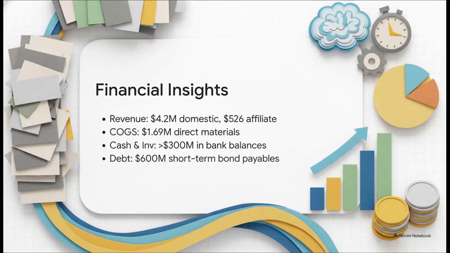And boom. This brilliantly illustrates the immediate payoff. Within seconds, the AI outputs an executive summary, instantly extracting the crucial figures. It seamlessly pulled out that the company generated $4.2 million in domestic revenue. It identified cost of goods sold, noting $1.69 million in direct materials. It aggregated the cash positions to reveal over $300 million in bank balances. And finally, it flags $600 million in short-term bond payables.